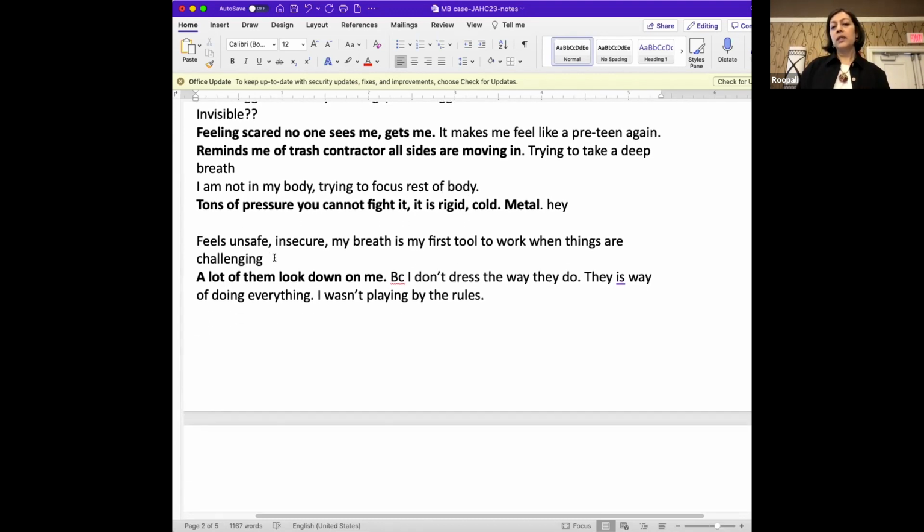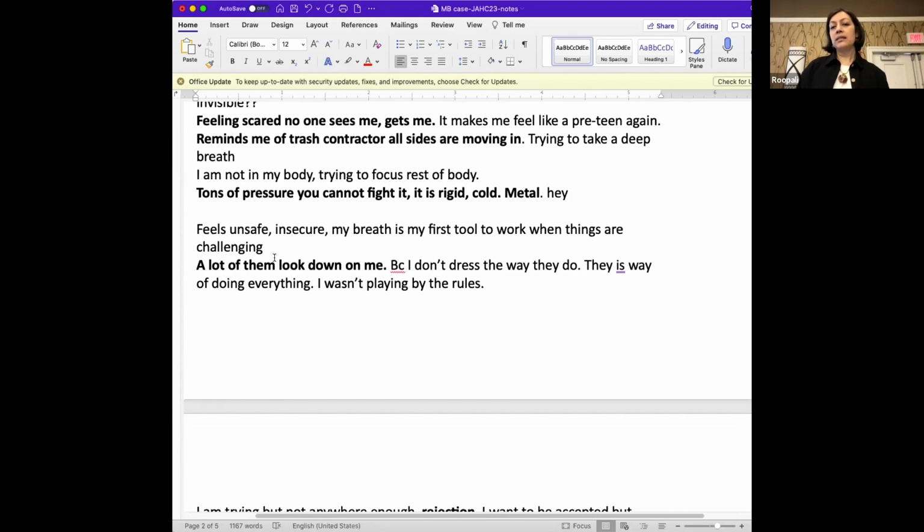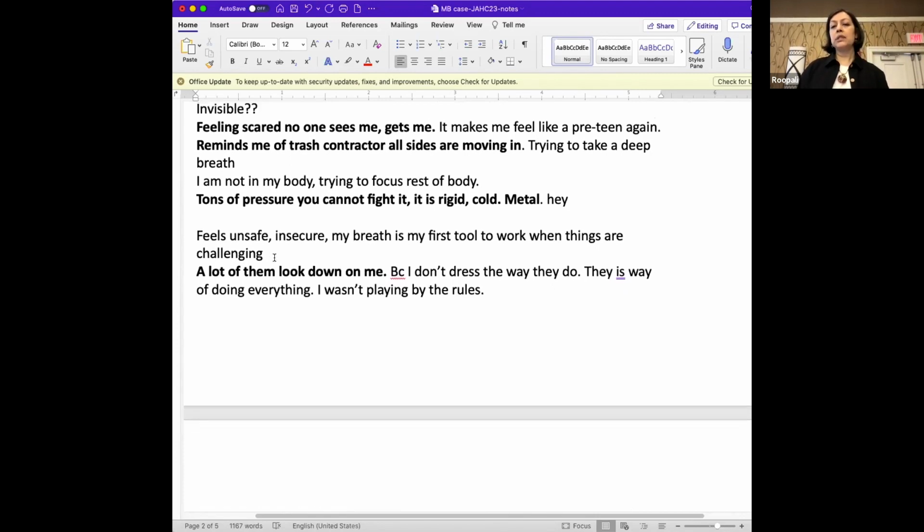Invisible? Feeling scared, no one sees me, gets me. It makes me feel like a preteen again. Reminds me of a trash compactor. All sides are moving in, trying to take a deep breath. I'm not in my body, trying to focus on the rest of the body. Tons of pressure. You cannot fight it. It is rigid, cold, metal. Okay. Feel safe, insecure. My breath is my first tool to work when things are challenging.